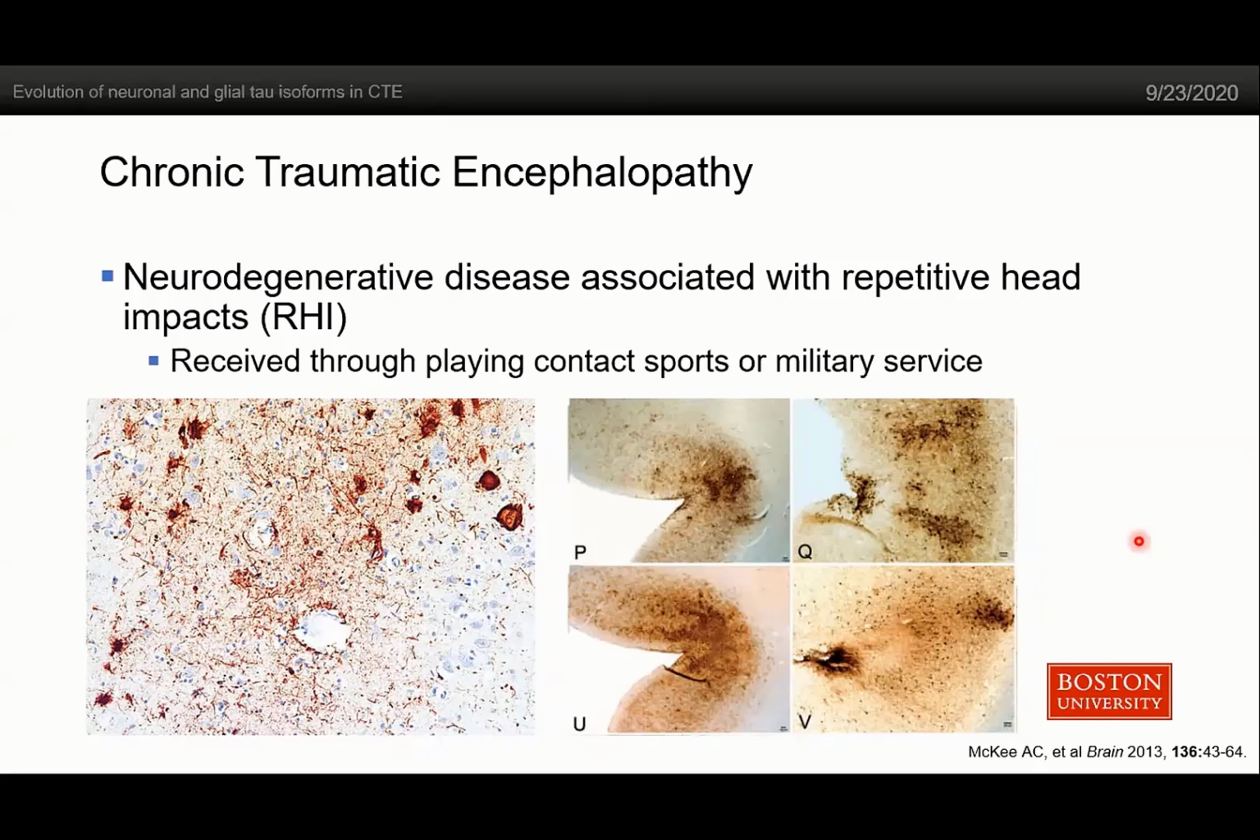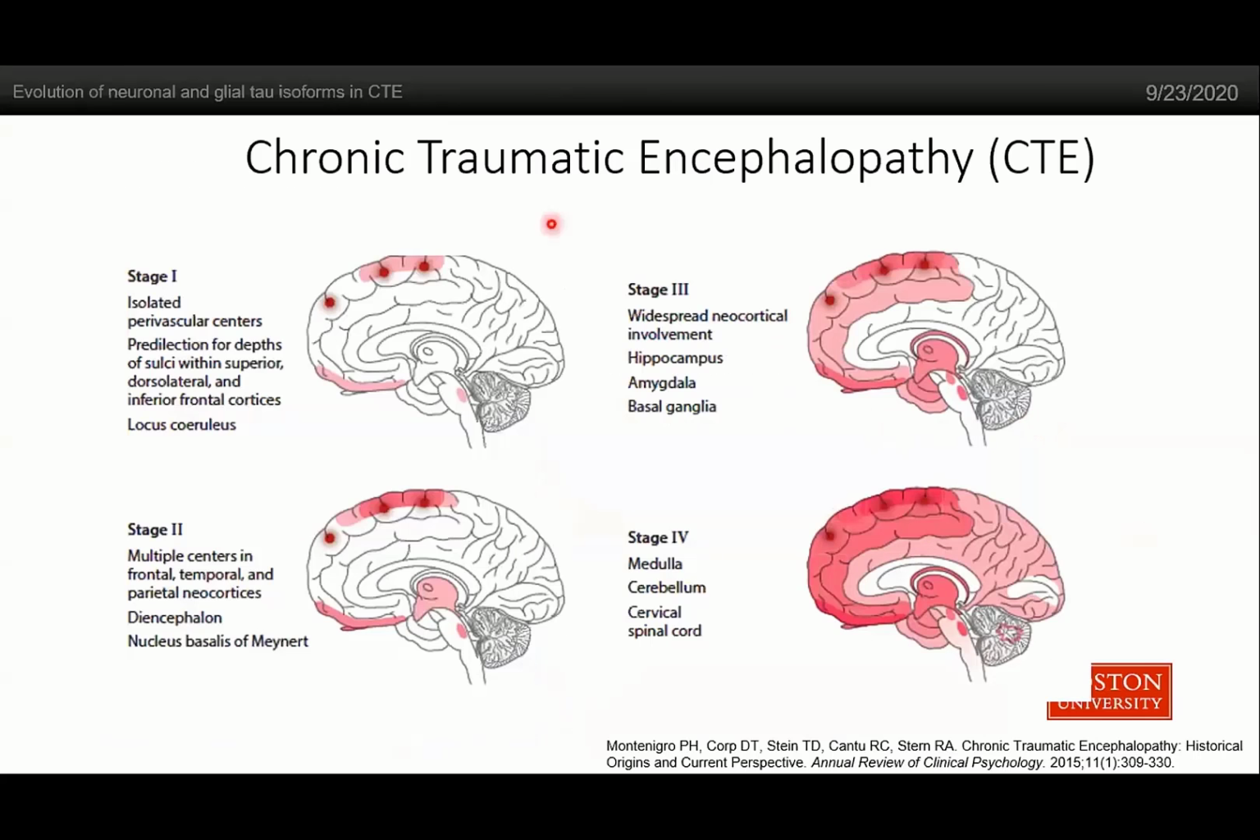So CTE can be split up into multiple stages based on where this tau pathology is found. In stage 1, you get 1 or 2 of these isolated clusters of this perivascular pathology in the frontal cortex. Stage 2, you'll get more of these clusters of tau throughout your frontal cortex, potentially parietal cortex. Stage 3, you'll have more tau, but you also start to get stuff in your medial temporal lobes, so your hippocampus and amygdala start to be affected. In stage 4, it's typically brain-wide. Your cerebellum can typically be spared, but you'll still see it in very severe cases.